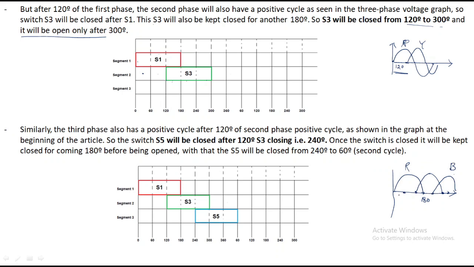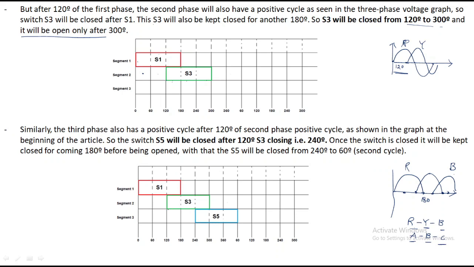The R phase is started, then the Y phase, the second phase, is started after 120 degrees, but the conduction mode is 180 degrees. But the next phase, the B phase or third phase. Generally you can take RYB or ABC, but it must be three phases. R means red, Y means yellow, B means blue, same as A, B, C like that.